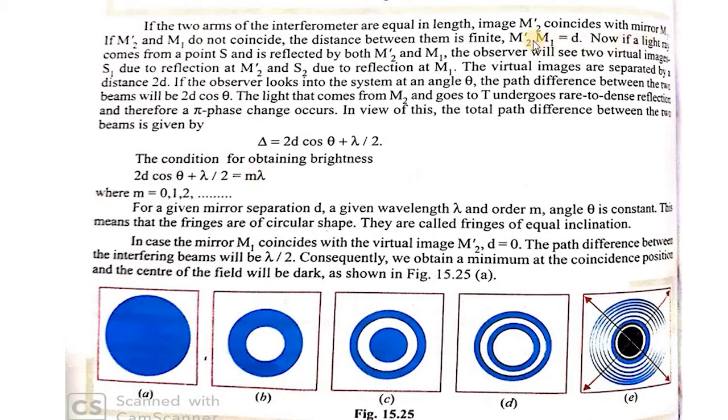The distance between these two mirrors, M2 prime and M1, is D. Actually, if this is M1 and this is M2 prime and the distance between them is D, what happens? The light ray passing through M1 reaching M2 prime gets reflected.